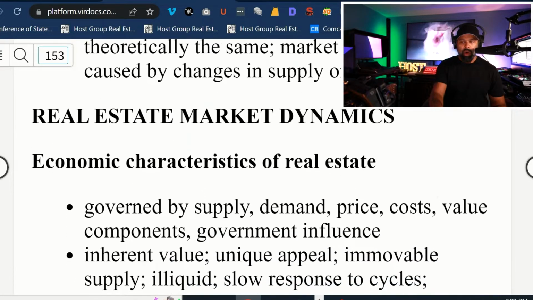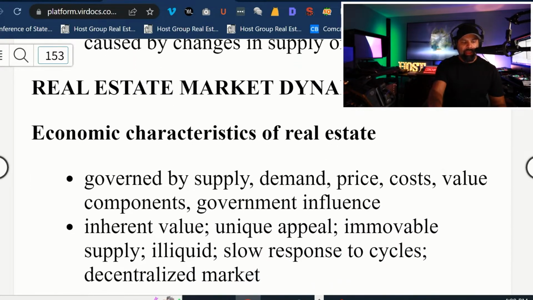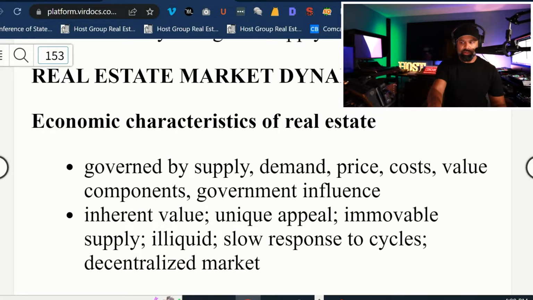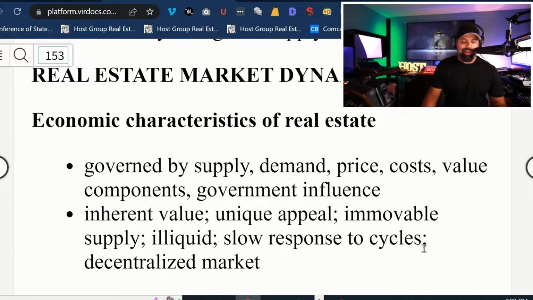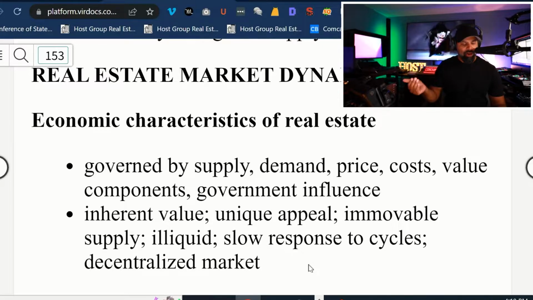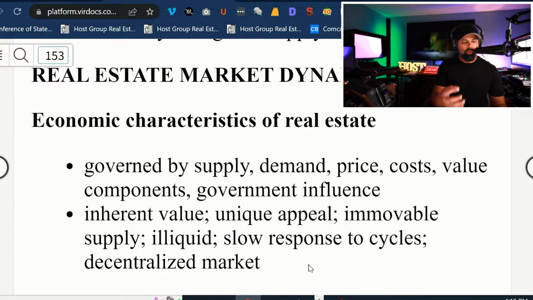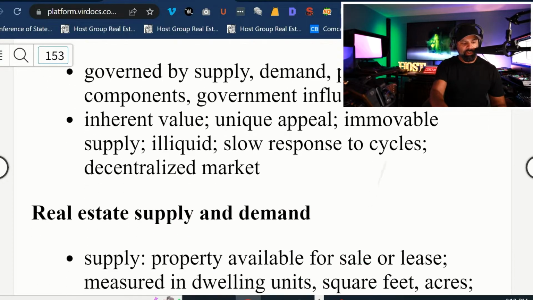The real estate market dynamics that apply: the economic characteristics of real estate. Again, this is a good one always. Real estate is governed by the supply, the demand, the price, the costs, the value components, and governmental influences. A great statement right there. And then there's this thing we learned about called inherent value, which in many books could be called intrinsic. Unique appeal, immovable, supply, illiquid, slow response to cycles, and a decentralized market environment, all of which contribute to the economic characteristics of real estate.